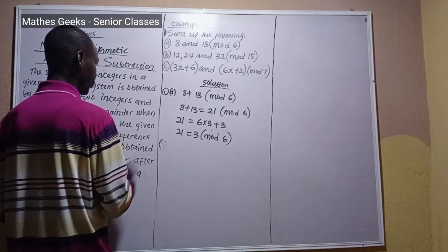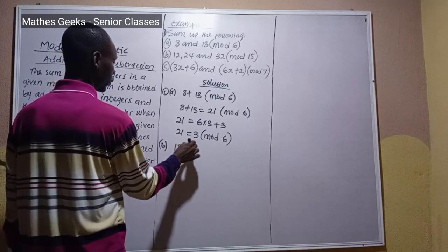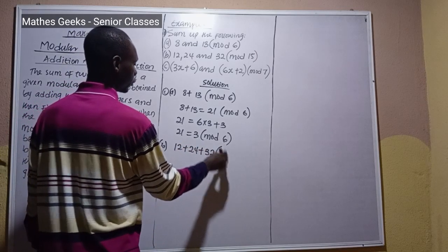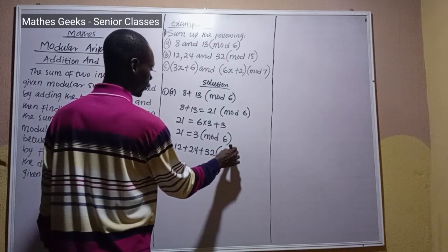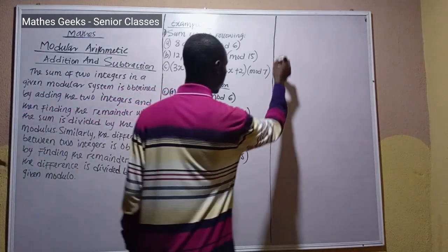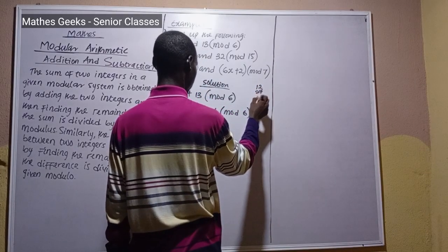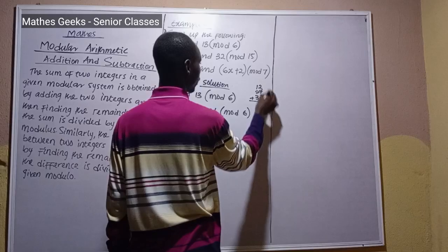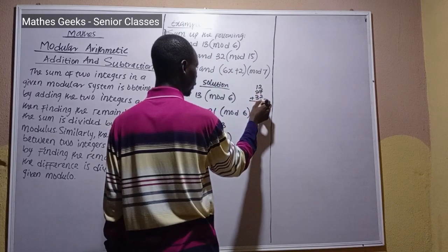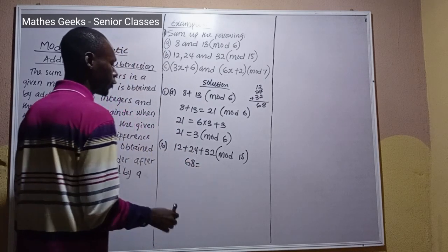B. 12 plus 24 plus 32. We carry that out in mod 15. So 12 plus 24 plus 32: 2 plus 4 is 6, plus 2 is 8; 3 plus 3 is 6, that's 68. So we're going to look for 68 in mod 15.